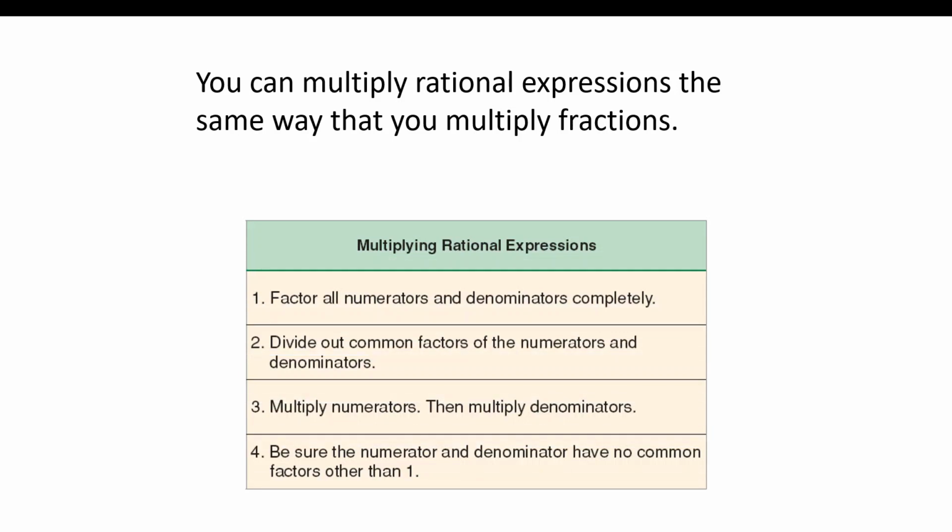So here's some rules about multiplying rational expressions. We want to factor all numerators and denominators completely. That'll make life really easy. Divide out common factors of the numerators and denominators. Multiply numerators, then multiply denominators, and be sure the numerator and denominator have no common factors other than 1.